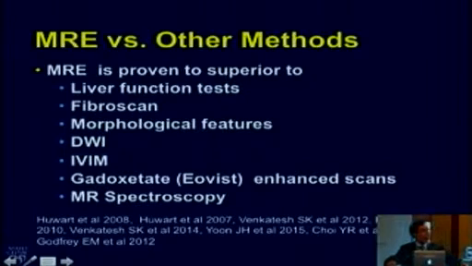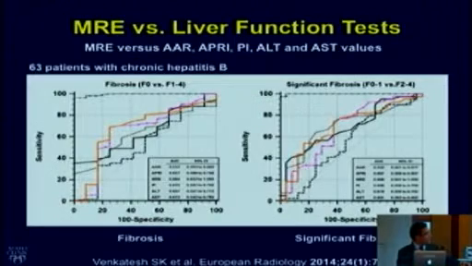And MRE has been shown to be superior to other techniques such as liver function tests, FibroScan, and even morphological features on imaging, diffusion-weighted imaging, IVIM, which is a new form of diffusion-weighted imaging, gadoxetate, or here it is known as Primovist, and MR spectroscopy. In all these cases, MRE has been shown to be better than these tests.